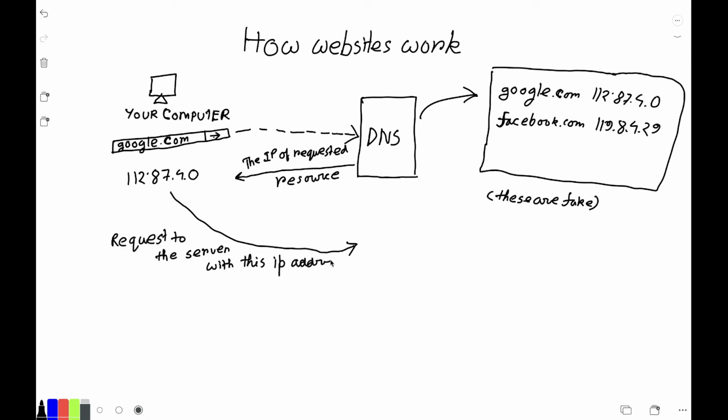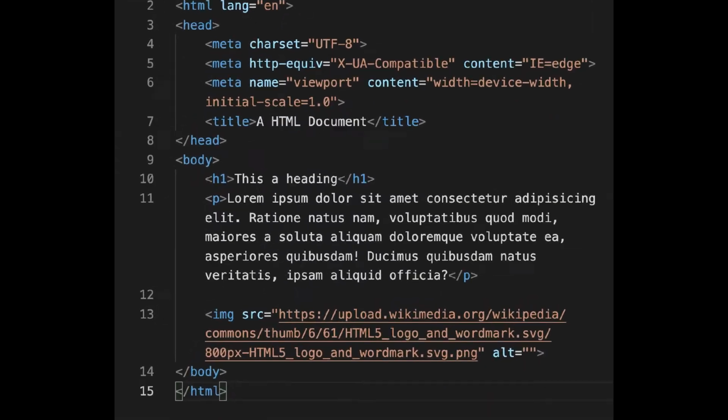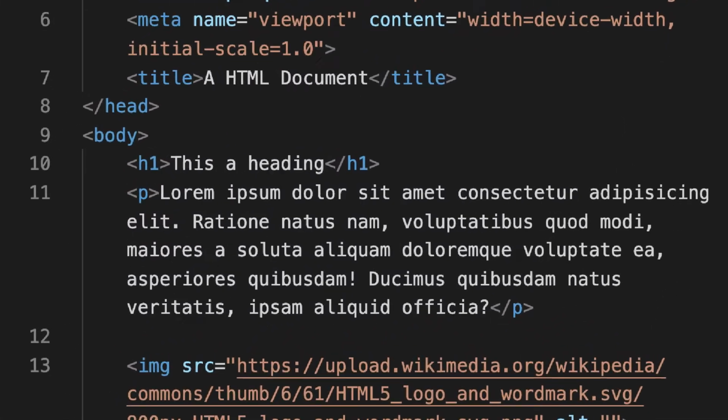Next, it requests that IP address for the resources required to show the web page properly. The request returns you the important documents HTML, CSS and JavaScript which show us the web page. Now what is HTML? HTML is a markup language used to define the structure of a web page. A HTML file looks something like this.